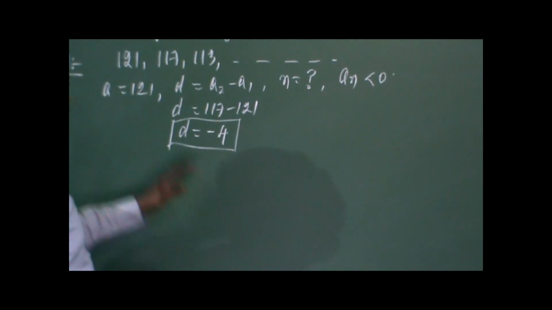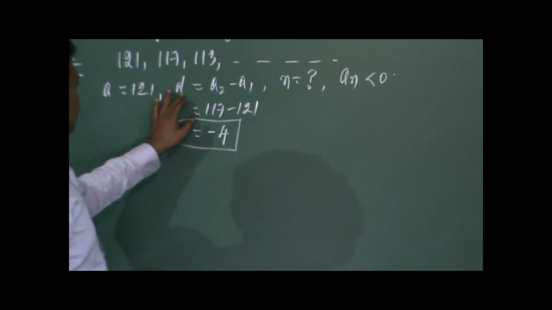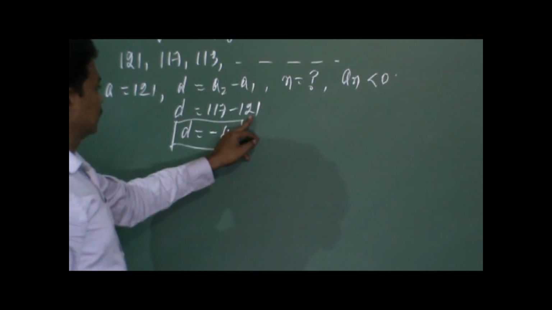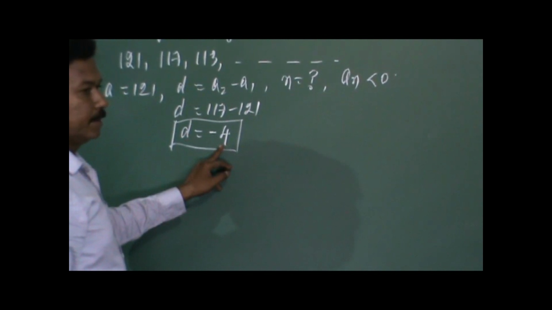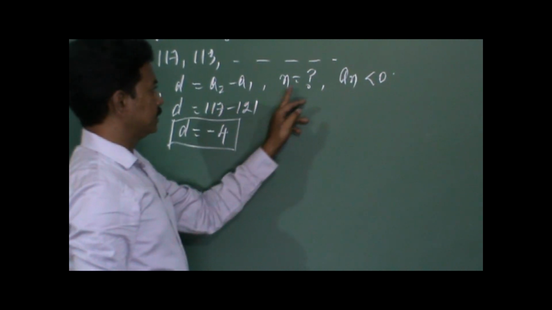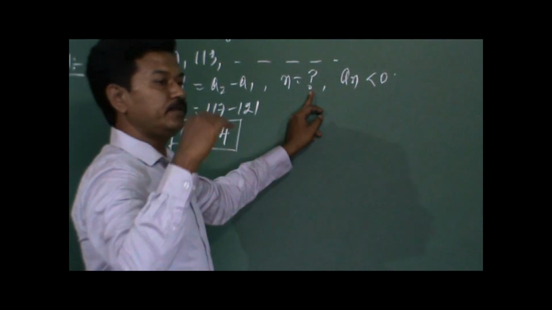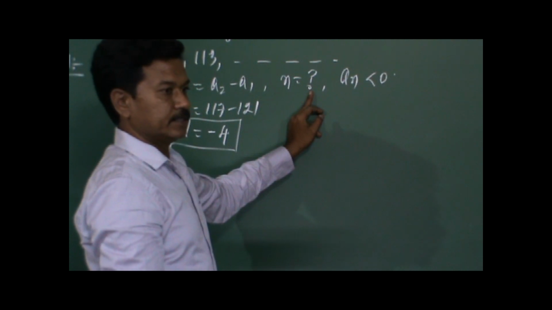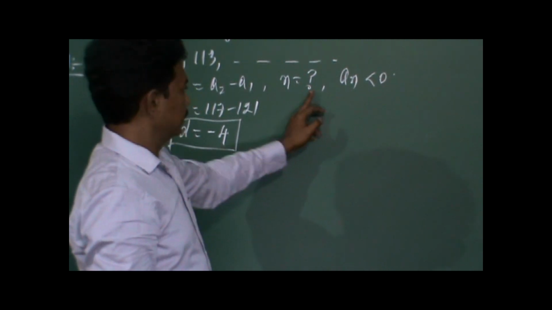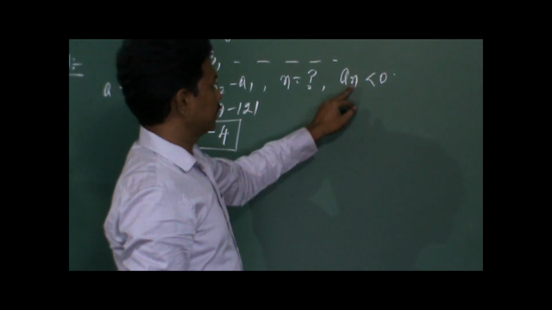I hope you understood the data once again. A is 121, D is A2 minus A1, that is 117 minus 121, which is minus 4. So n is equal to how much? Because we have to find out which term is the first negative number. So n stands for some natural number here, and we have to write the nth term.